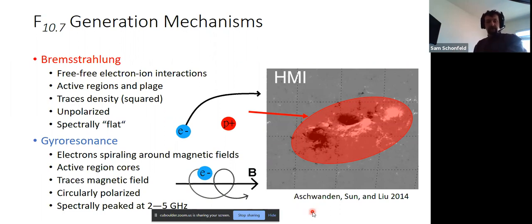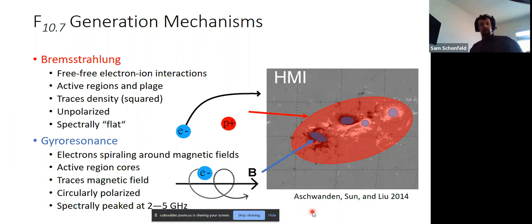The other mechanism that produces F10.7 in the corona is gyroresonance. This is electrons spiraling in magnetic fields, and because it is this magnetic field activated emission, it occurs in the cores of active regions where we have the strongest fields.